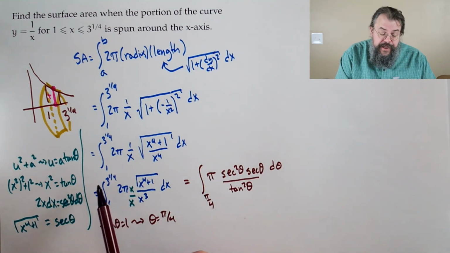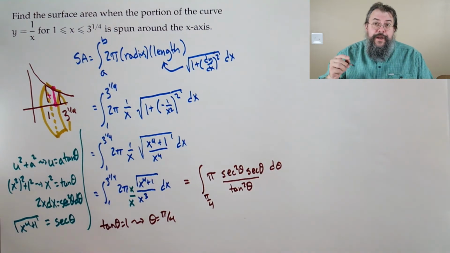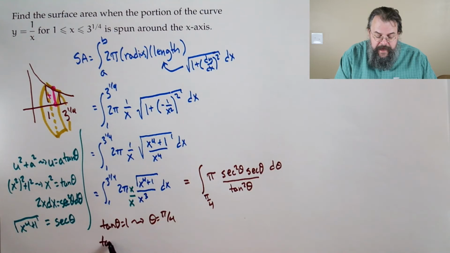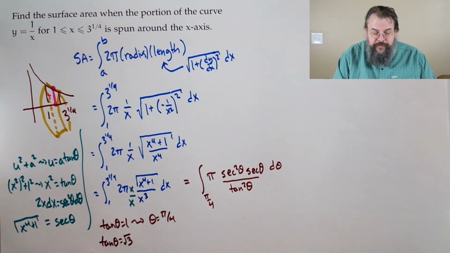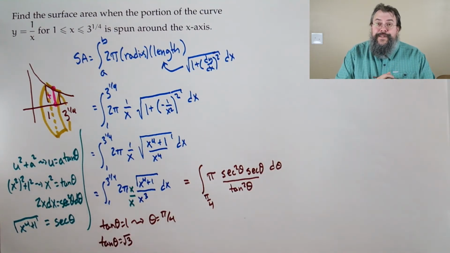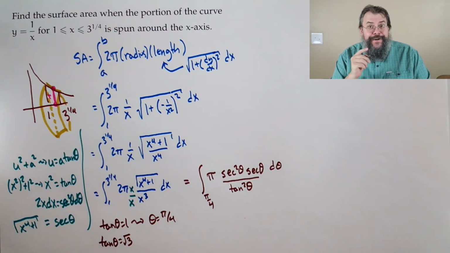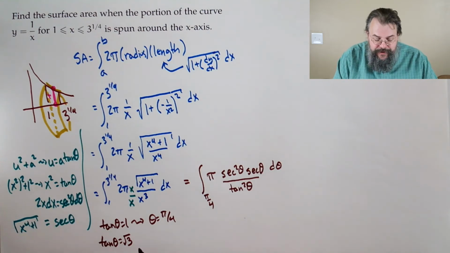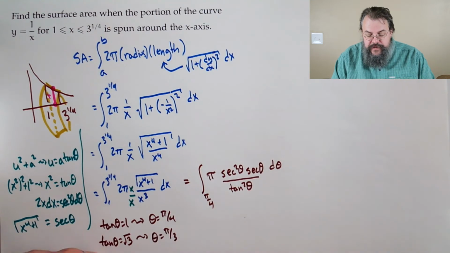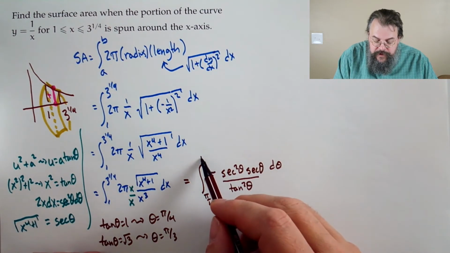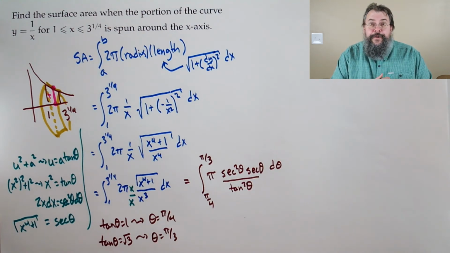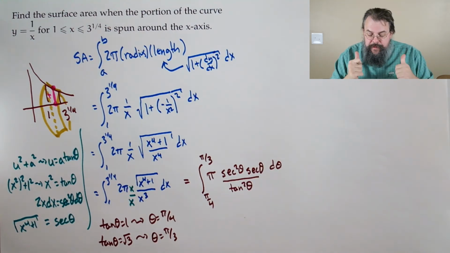Plug in 3 to the 1/4. 3 to the 1/4 squared is 3 to the 1/2, known as root 3. And whoa, tangent theta equals root 3. Oh, okay, I see what you did there. You chose some nice values. That's actually a reasonable angle. That's pi thirds. So we're going from pi over 4 to pi over 3. Great. Cool. Good job, us.